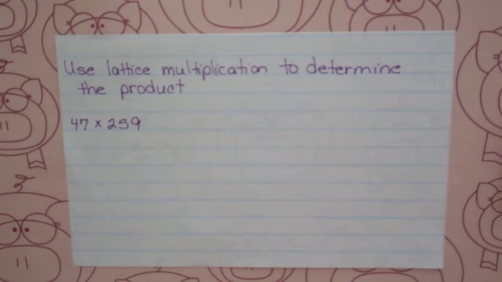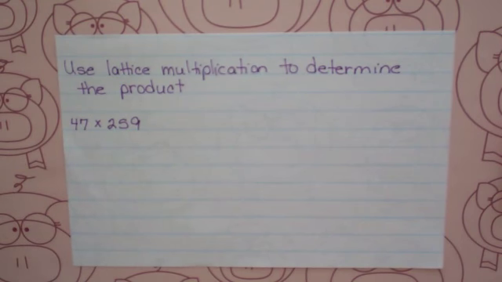Okay, the next way we're going to see how to multiply something is what's called lattice multiplication. What we want to do here is multiply 47 times 259. Now, certainly I can just plug in 47 times 259 in my calculator and get 12,173, but I want to demonstrate how to use lattice multiplication.